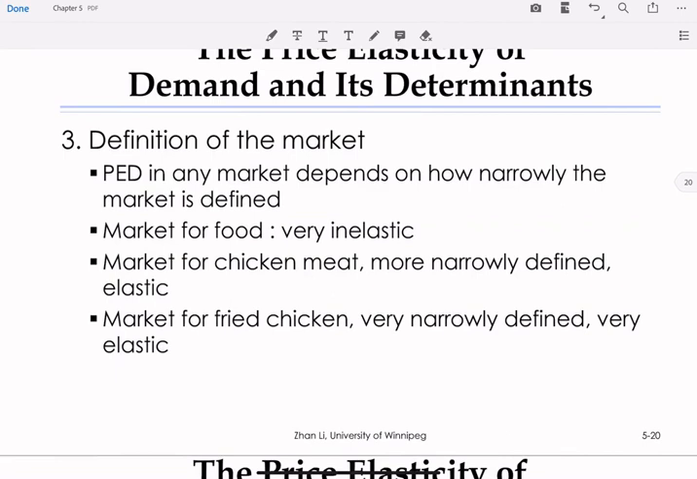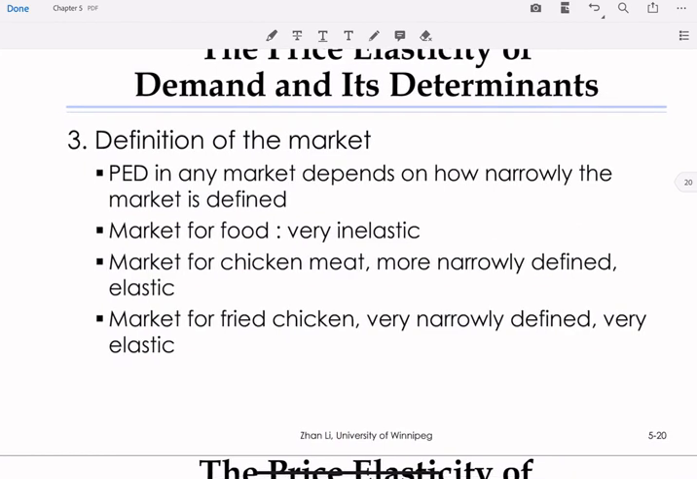Generally, if the definition of the market is narrower, then the elasticity for that market demand will be larger, right? So let's go from food to chicken meat, to fried chicken meat. You can see that the market for food is a very widely defined market, and we have discussed this. It's very inelastic because no matter what the price of food is, you still have to eat, right?